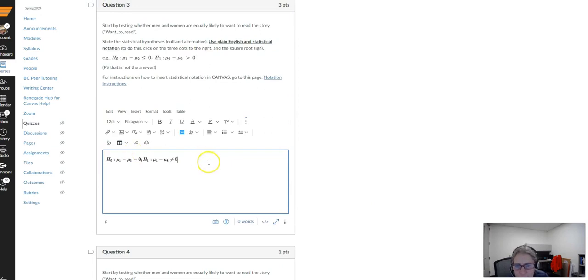Here we have our statistical hypotheses. In plain English, we would have to say something along the lines of men and women will score differently in self-esteem. That will be our research hypothesis. They will be different. The null hypothesis is that men and women will not differ in self-esteem. That's all there is to it.